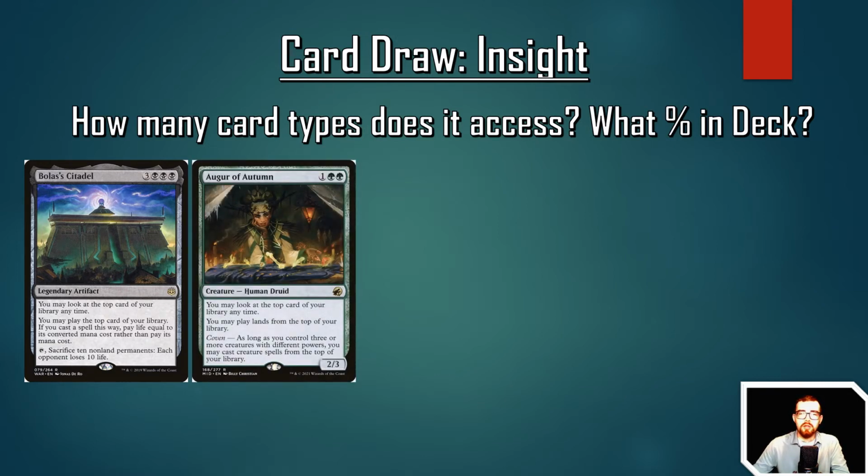The next one we're going to look at is Augur of Autumn. It is 1 green for a creature, human druid. It is a 2/3. You may look at the top card of your library at any time. You may play lands from the top of your library. And it has the ability Coven. As long as you control 3 or more creatures with different powers, you may cast creature spells from the top of your library.